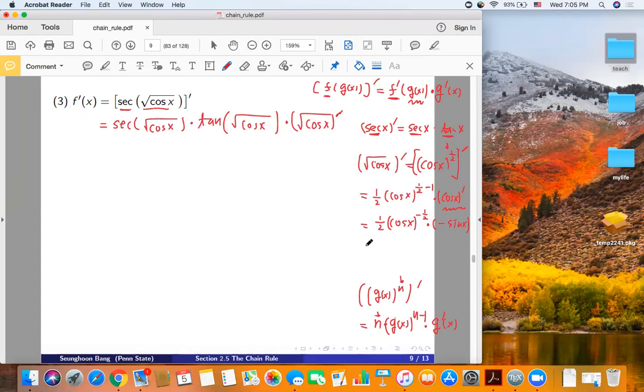So like this. This is the same as 1 over 2. Cosine of x to the minus 1 over 2 is changed to the positive power, cosine of x to the 1 over 2, times negative sine x. You only change this one like this. Minus sine of x is the numerator. You can erase this portion.